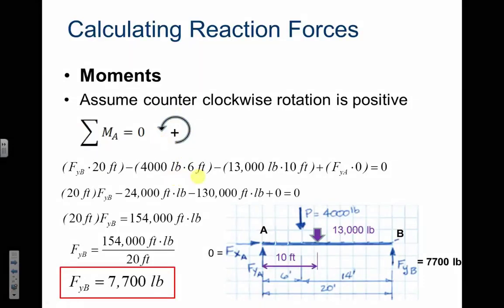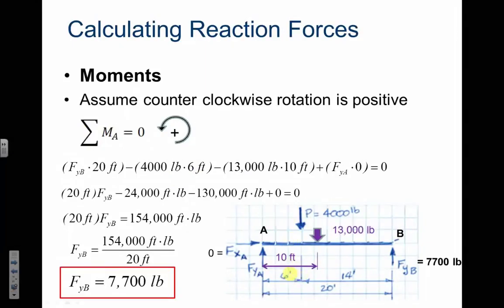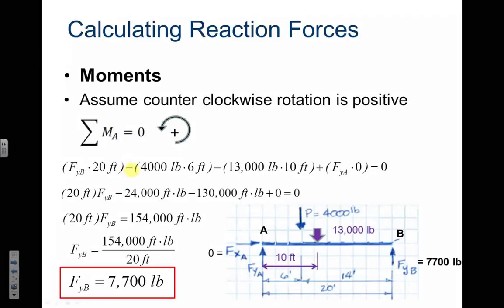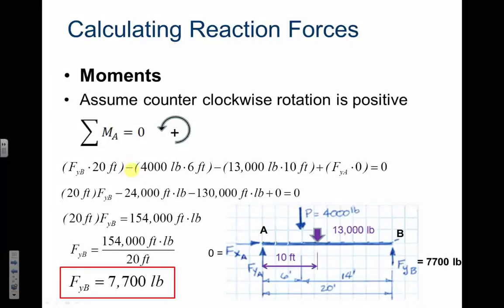Next one, 4,000 times 6 feet, perpendicular distance. It is a negative moment. That's why there's a minus sign here. Another way you could write this is plus negative 4,000 times 6. However you want to keep track of it, keeping track of those signs is extremely important.